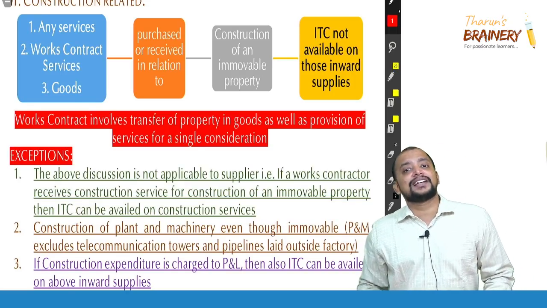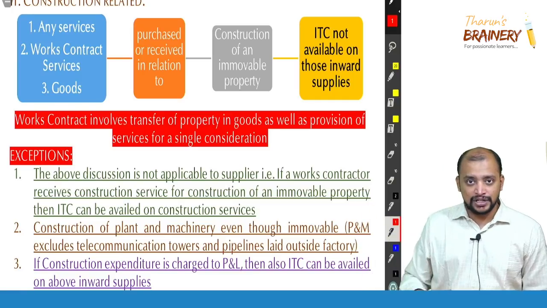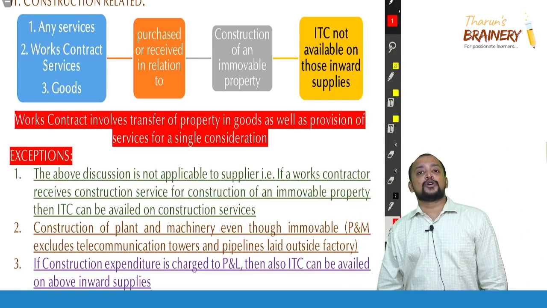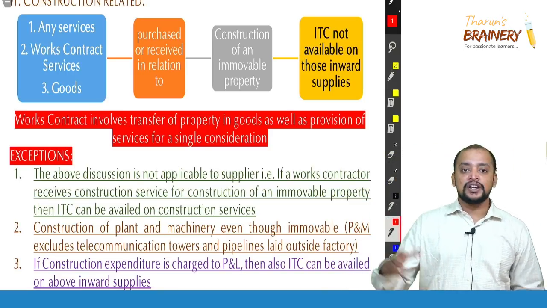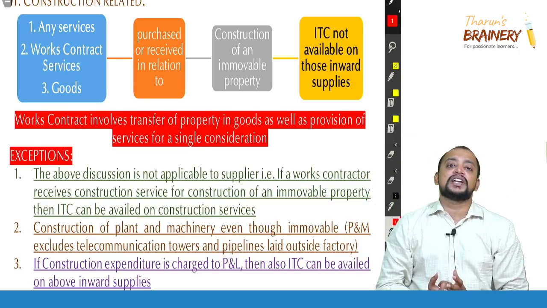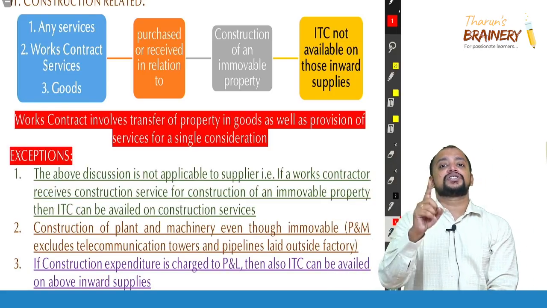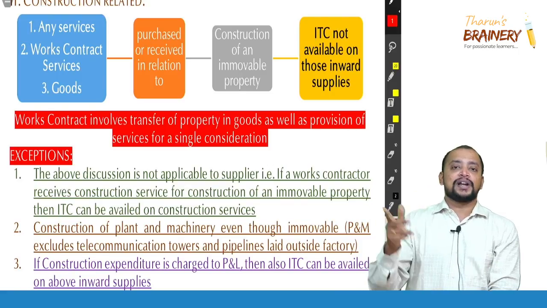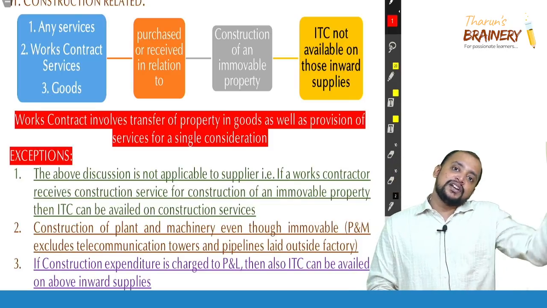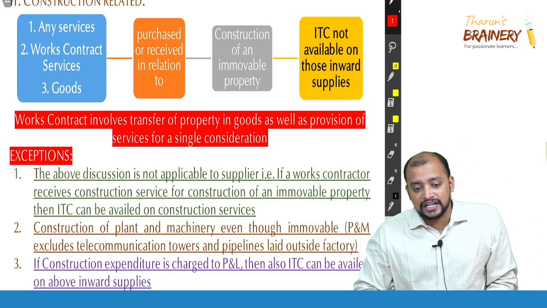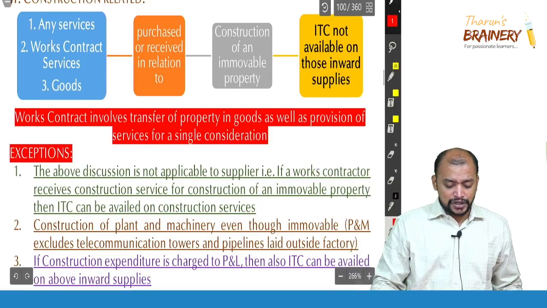And the third exception, plant and machinery. Suppose this construction is in relation to a lift, escalator, etc., plant and machinery. In that case, I can take ITC even though it is immovable in nature. But plant and machinery excludes telecommunication towers and pipelines laid outside the factory. For constructing a telecommunication tower, if I receive any construction service or any service in relation to construction, I cannot take ITC. Why? Because plant and machinery excludes telecommunication towers and pipelines. So in case of telecommunication towers and pipelines laid outside the factory, can I take ITC on whatever inward supplies? No, I cannot take ITC even though it is in the nature of plant and machinery. Okay. So these are the three exceptions to construction services.